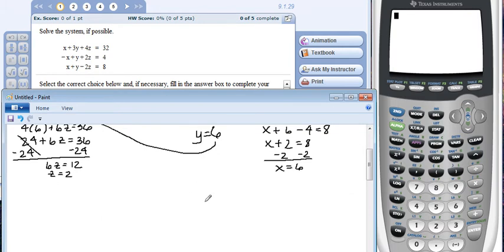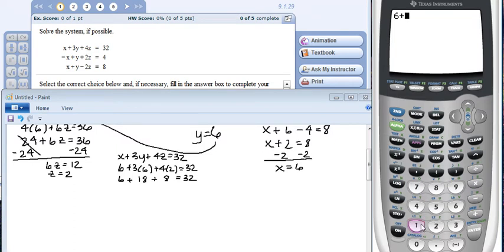I'm only going to check one of these because this is going to take way too long, but you can check each one of them. So I'm going to take the first equation. I'm going to insert all my answers. So it says x plus 3y plus 4z is equal to 32. X is 6. Y is 6. Z is 2. So we have 6 plus 18 plus 8 is 32. Let's check that on the calculator. Okay. 6 plus 18 plus 8 gives me 32. Okay, so this one works.